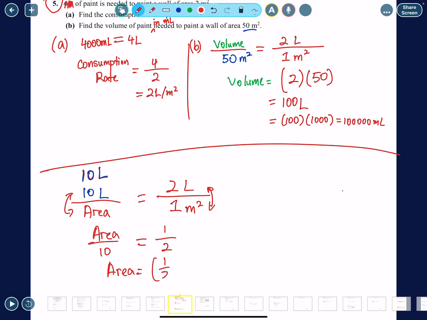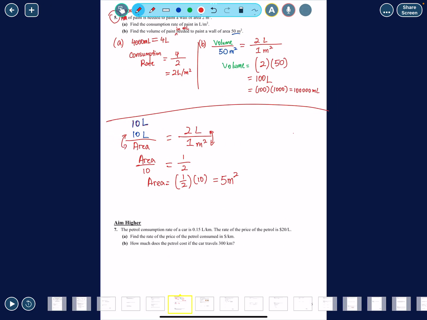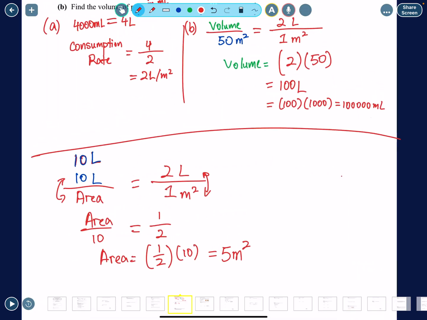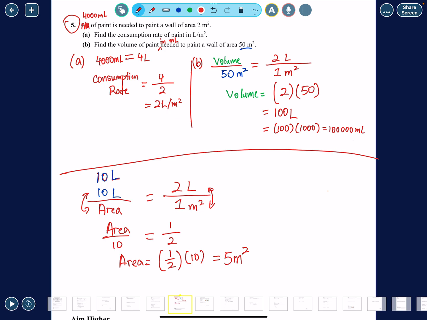Area equals 1 over 2 times 10 equals, use your calculator, 1 divided by 2 times 10 is 5. What unit? Meters square. Because if you're doing the guessing method, you don't know, should you do 50 divided by 10 or should you do 10 divided by 50? Both answers are possible actually. I know a lot of you are not going to do 10 divided by 50 because it's a fraction, but sometimes the answer has a fraction, so let's just try to be safe with my method over here.